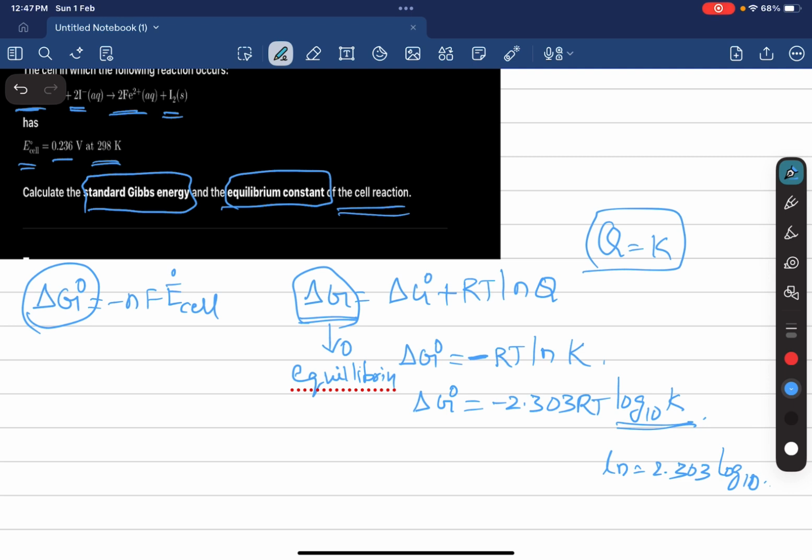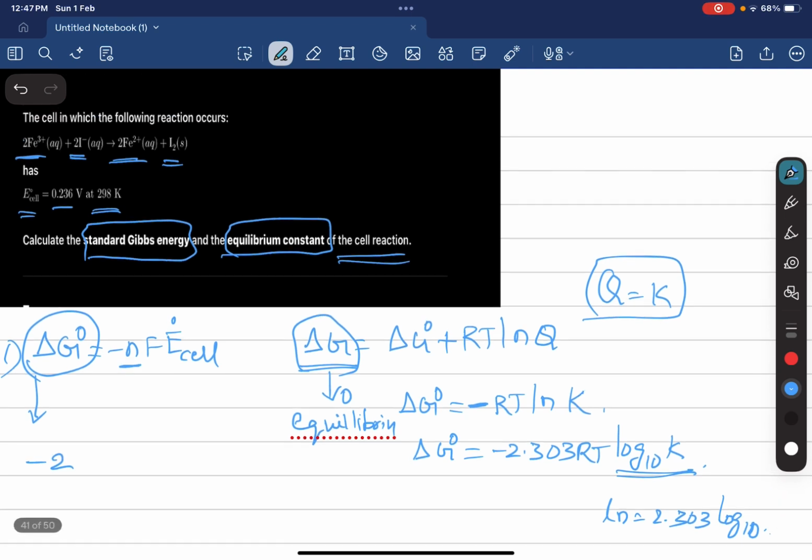So let us substitute the values into the first formula. The value of n here is 2, because Fe plus 3 is converted into Fe plus 2. The n factor is 1 for each conversion, but 2 Fe plus 3 ions are involved, so 2 into 1 equals 2. So the n value is 2.